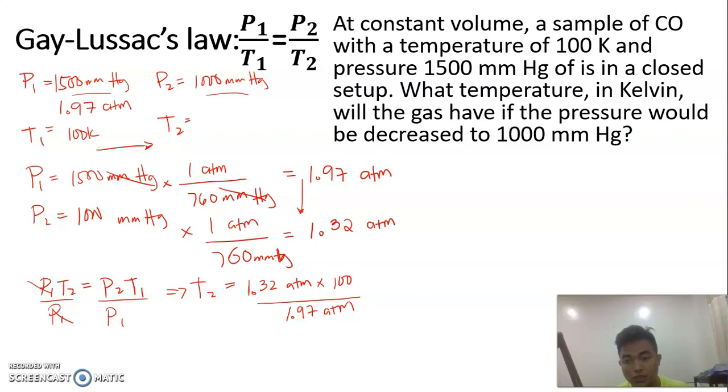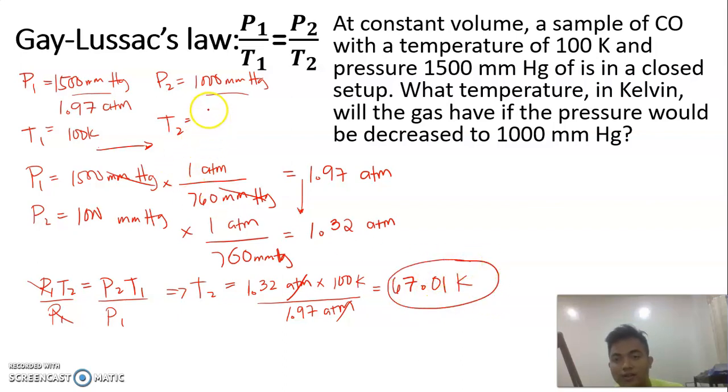So cancel atmosphere, then you'll have Kelvin. So your temperature is going to be 67.005 or 67.01 Kelvin. This will be your final temperature, 67.01 Kelvin. So if you've noticed, there was a decrease in pressure. Now there would be a decrease in your temperature.